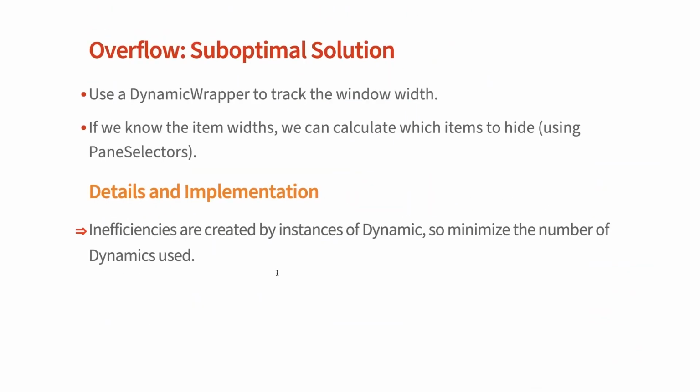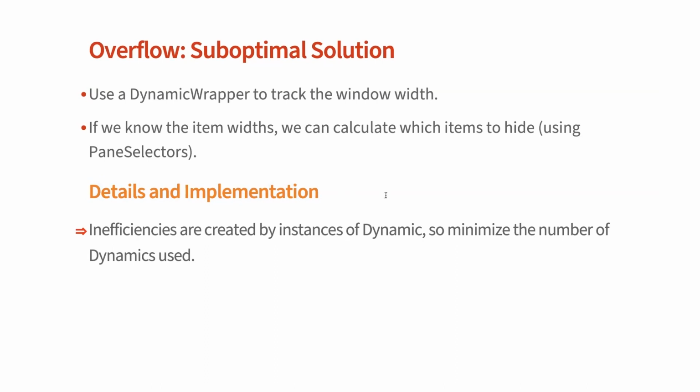So going back to overflow, what you might think to do is, if you knew the widths of all the individual items and you were tracking the window width, you could work out by adding them up which one should be hidden at a certain time. You could do that with a PaneSelector and just dynamically switch them with zero-width spaces or something. If you're interested, the implementation details are in this section, so download the presentation and check that out.